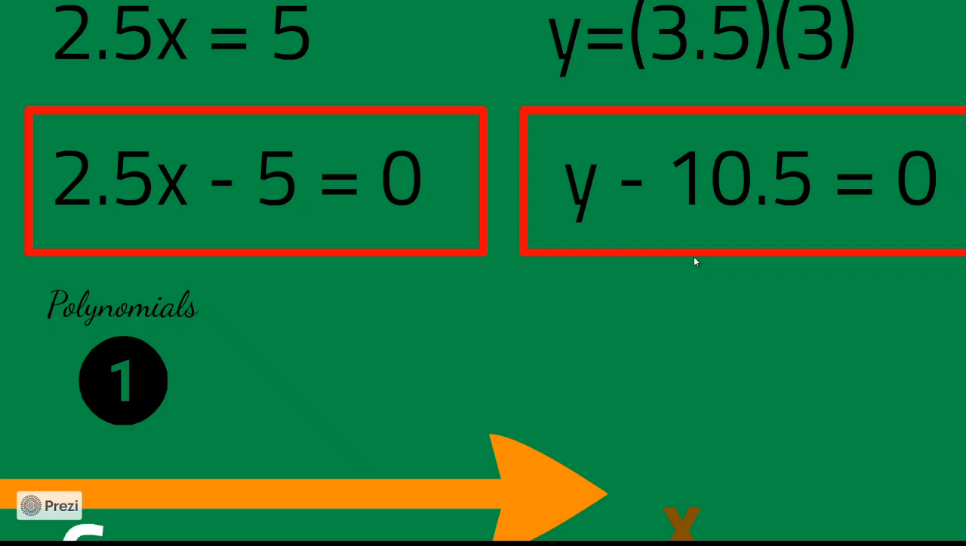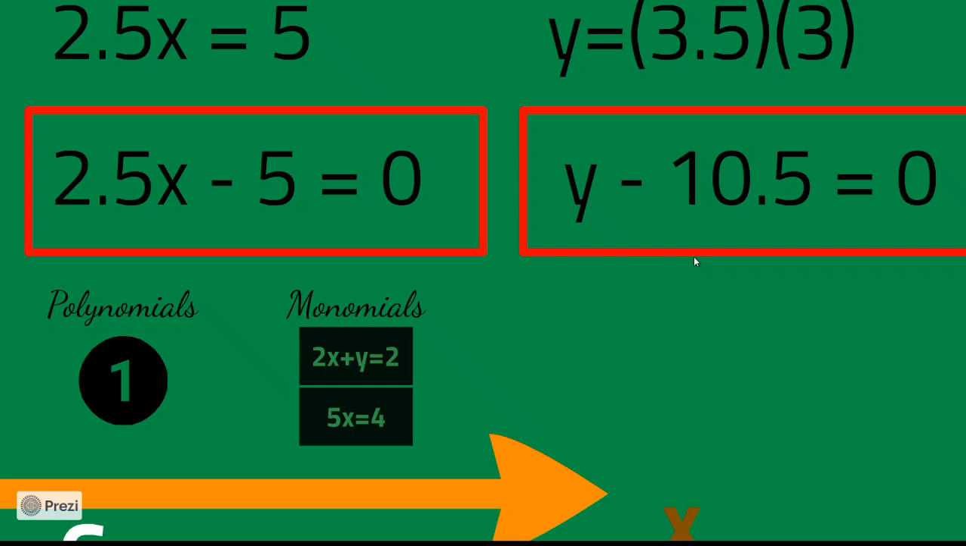And what is the specialty of polynomials with degree 1? What do we call it? We call it monomials. So what are the examples of monomials? Few examples are 2x plus y is equal to 2, 5x is equal to 4. These are few examples of monomials. But in this chapter, we will only be studying linear equations with one variable. Oh, I already said the name of the chapter. Anyways, we'll only be studying equations with one variable.